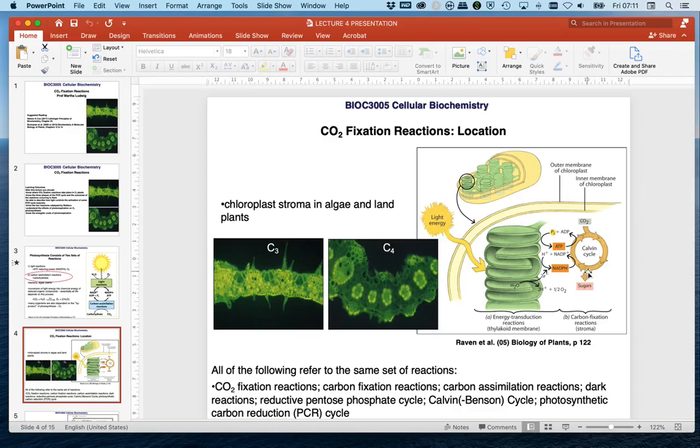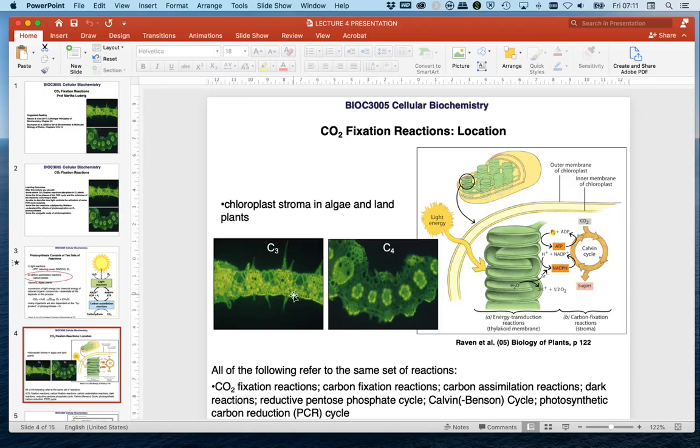In different types of plants, it's very easy to see the chloroplasts. We're going to be talking about C3 plants today, and the reason they're called C3 plants will become clear in a minute. And then in the next lecture, we'll talk about C4 plants, and again, I'll tell you why they're called C4 plants in that lecture.